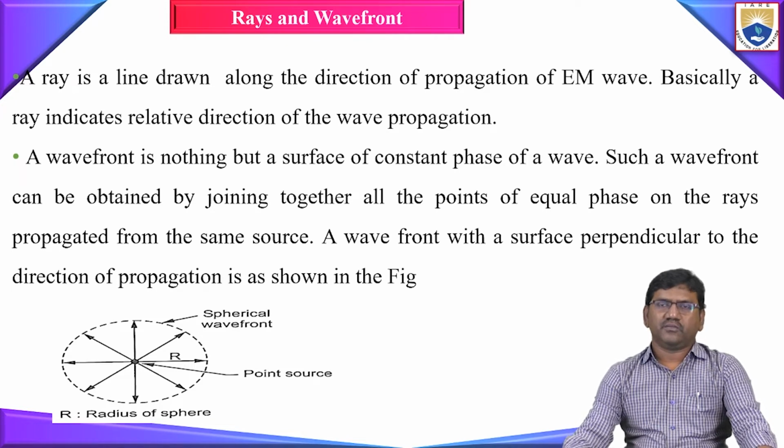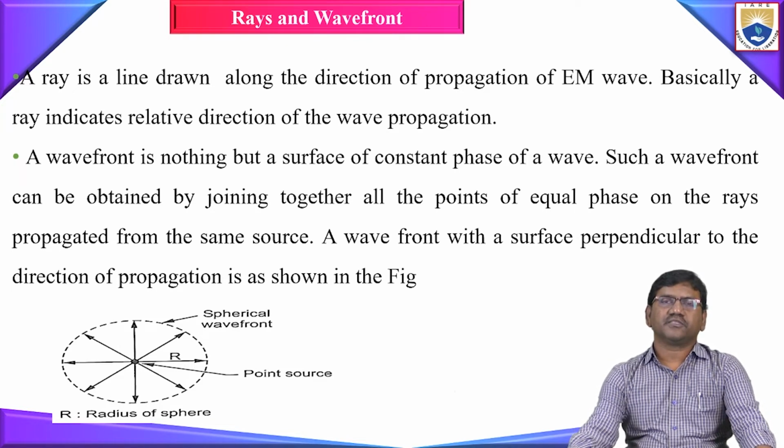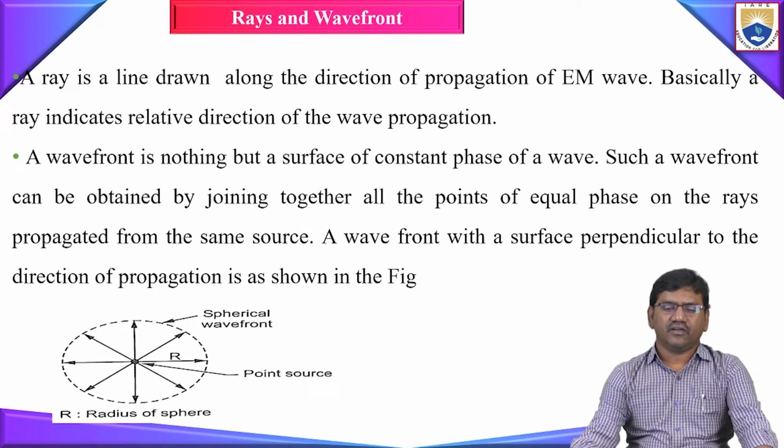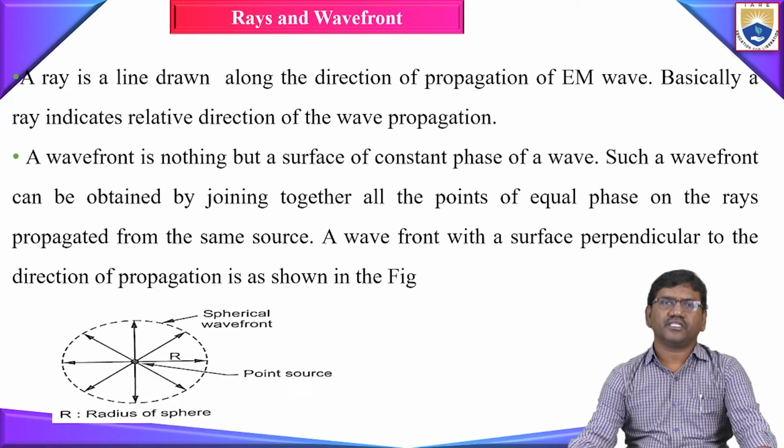Before going into the modes of propagation, let us see some basic concepts of radio wave propagation. What is a ray and what is a wavefront? A ray is a line drawn along the direction of propagation of an electromagnetic wave. Basically, a ray indicates the relative direction of the wave propagation. A wavefront is nothing but a surface of constant phase of a wave.